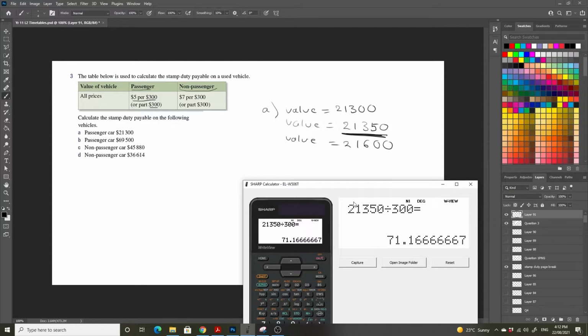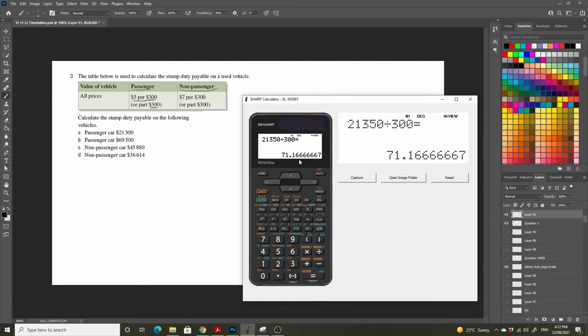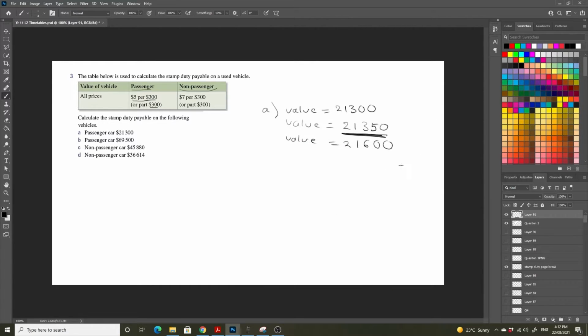And you can easily do that. If it goes in evenly 71 times and then an additional amount further, then we just round it up. No matter what it is, we just round up to 72, the next whole number. So you could just do 72 times 300, and that would give you 21,600, which would be the value that you calculate the stamp duty on. In this case, we don't need to worry about that because we've got a number that goes directly into 300.